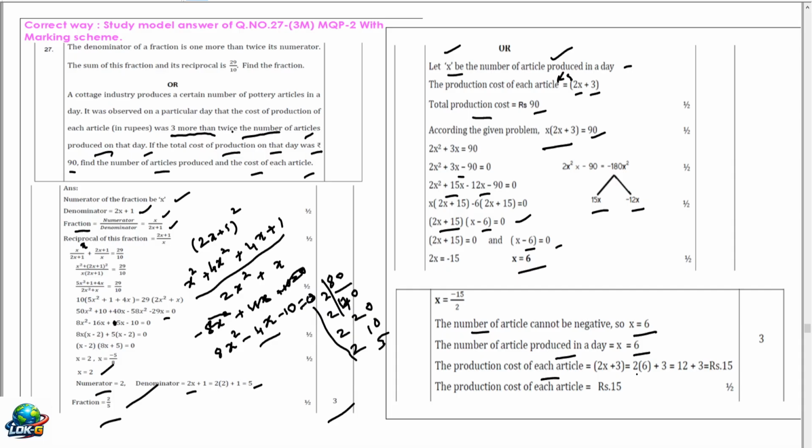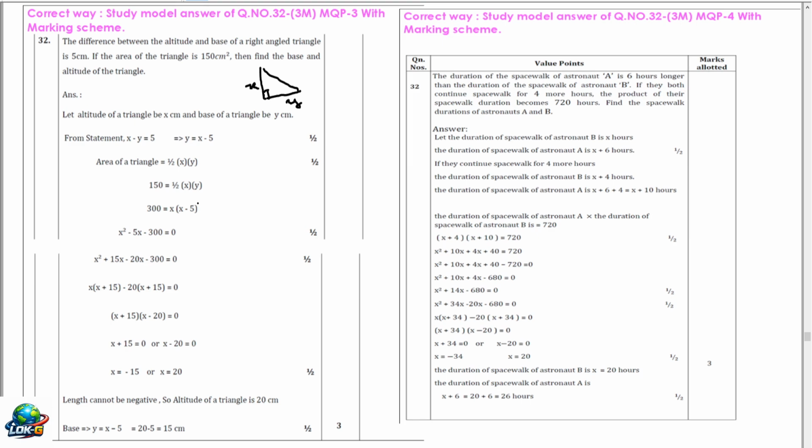And the production cost of each article is 2x plus 3, 2 into 6, 12, 12 plus 3, rupees 15. 15 will be the answer. For this, you will get half mark for splitting the middle term, half for writing the factors, half for the final answer, and for writing the final conclusion, you will get half marks. Carefully remember. Let us move on to the next question.